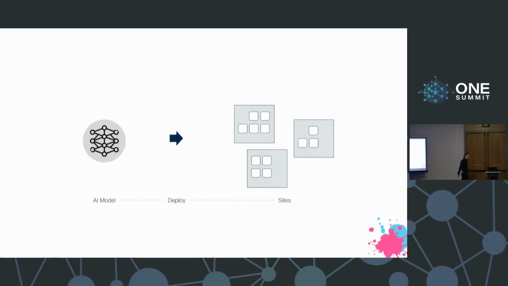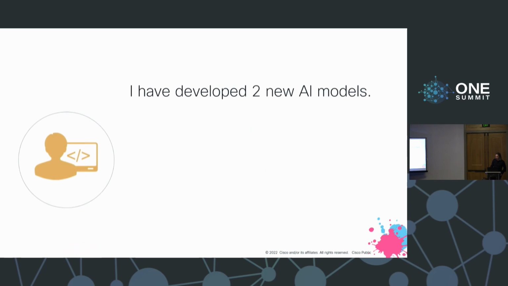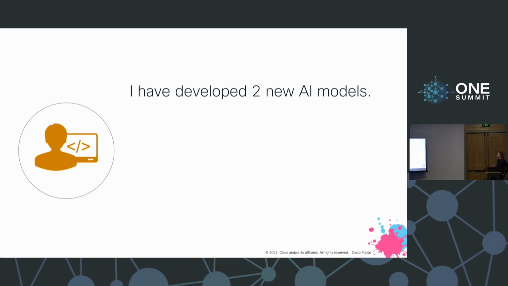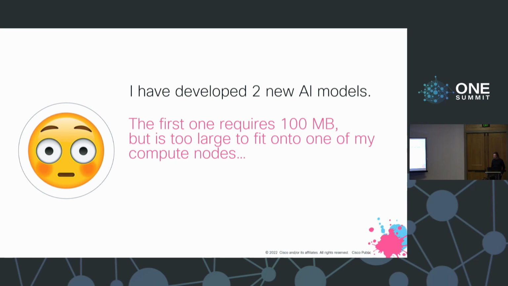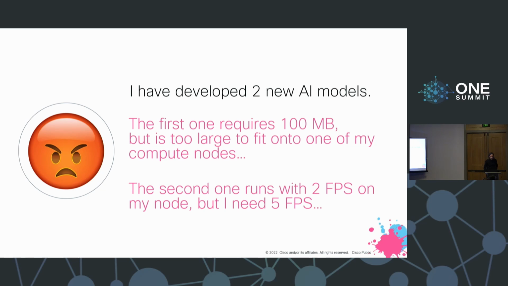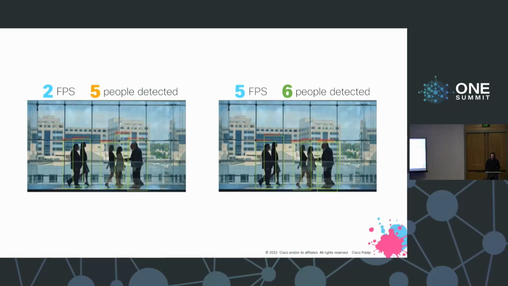So I'm no longer saying, well, AI model, you have to run on Xavier NX from NVIDIA. Rather, you are running on a bunch of devices that have certain capabilities, and they might not really fit your model. So it might well be that you have developed 2 AI models, and the first one requires 100 meg, but I don't have room for another 100 meg on my edge device. What do? Bummer. The second one I developed runs, but it's very slow. So it might run at 2 frames a second on your target hardware on a single node, but you need 5. Why is that, right?